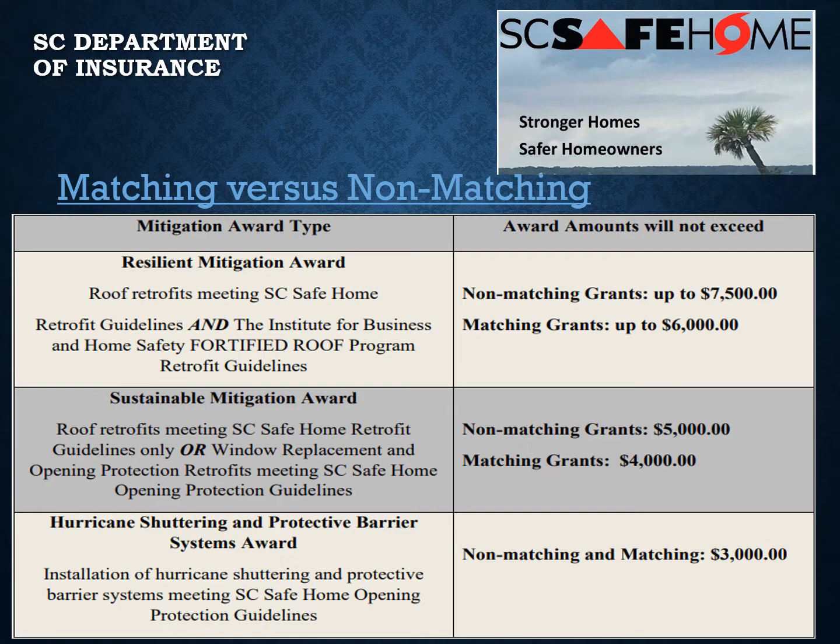Here are the mitigation award types and award amounts. Resilient Mitigation Award: non-matching grants up to $7,500, matching grants up to $6,000. Sustainable Mitigation Award: a non-matching grant up to $5,000, matching grants $4,000. Hurricane Shuttering and Protective Barrier Systems Award: non-matching and matching are both $3,000.